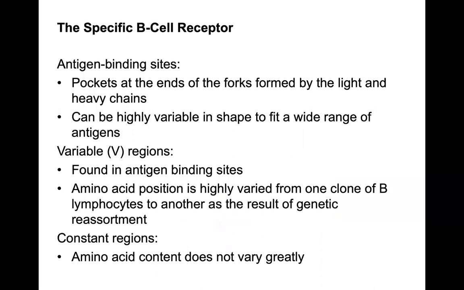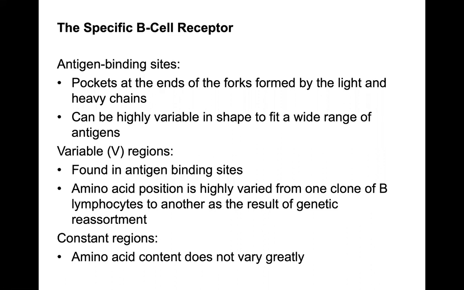The antigen binding sites, these are pockets at the ends of the forks that are formed by the light and heavy chains. They can be highly variable in shape and fit a wide range of antigens. The variable regions, these are found in the antigen binding sites. The amino acid position is highly varied from one clone of B lymphocytes to another as a result of genetic reassortment. And the constant regions, these are the amino acids that do not vary from one receptor to another.